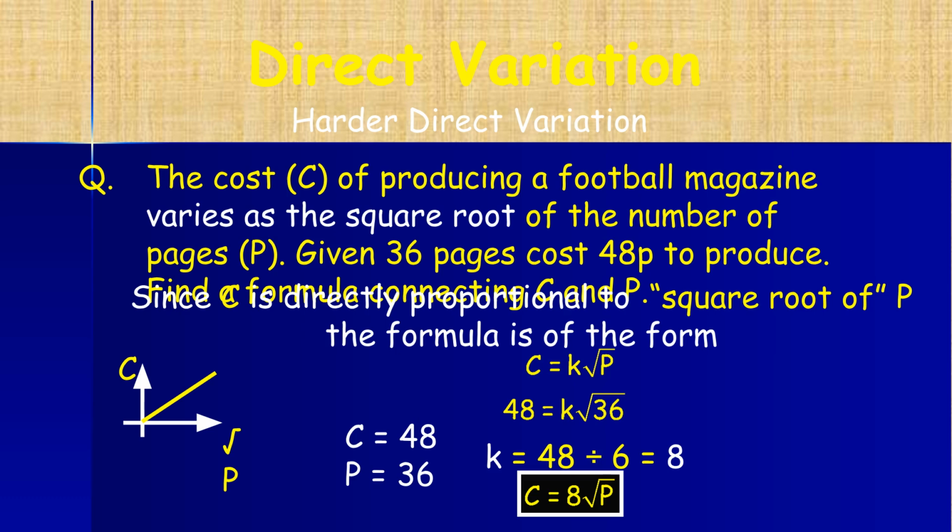The cost C of producing a football magazine varies as the square root of the number of pages P, given 36 pages cost 48 pence. Find a formula connecting C and P. Since C is proportional to the square root of P, C equals k times the square root of P. Substituting the values, 48 equals k times the square root of 36, which is 6. Therefore, k equals 8. The formula is C equals 8 times the square root of P.